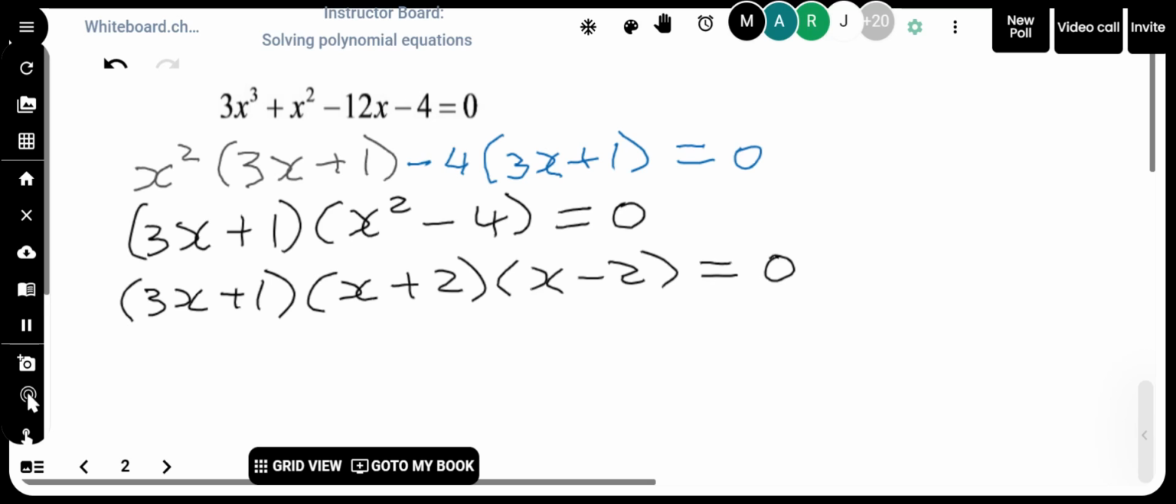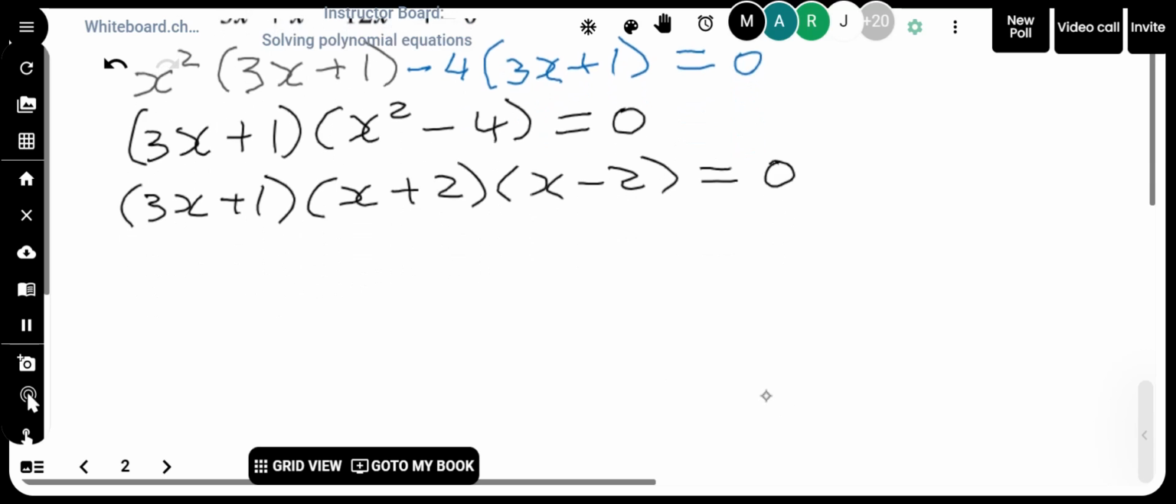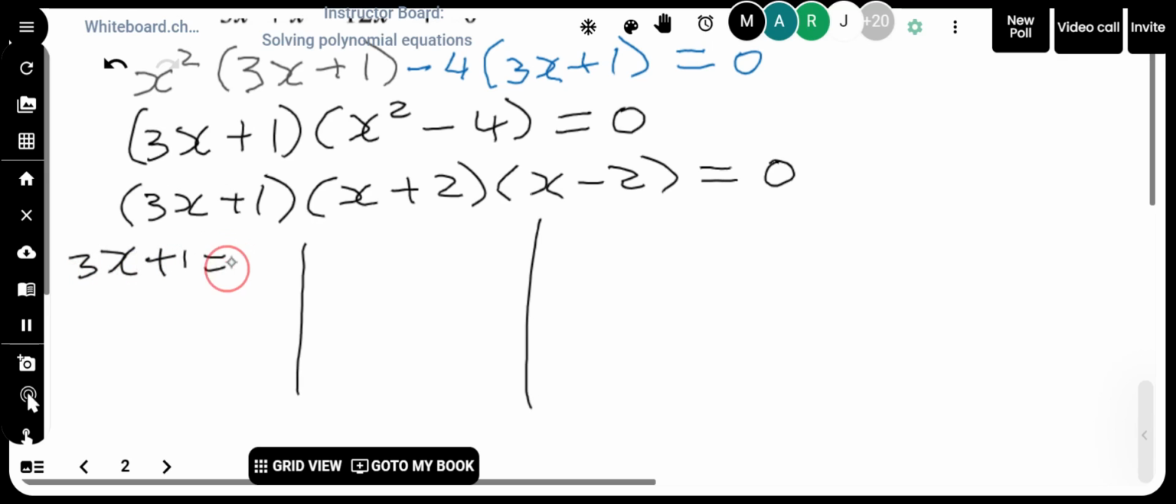Okay, so now we have these three things being multiplied equal to 0. So we're going to do the same thing again. We're going to set each of these three things equal to 0. So 3x plus 1 is equal to 0. X plus 2 is equal to 0. And x minus 2 is equal to 0.